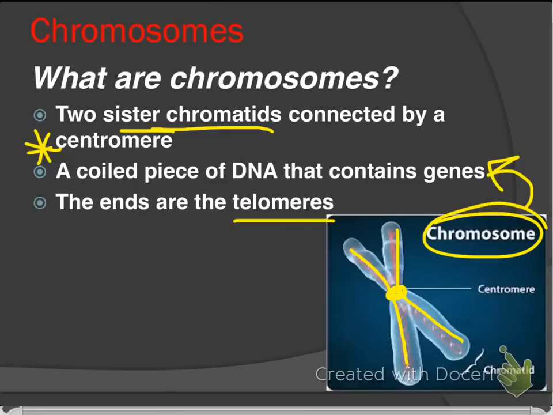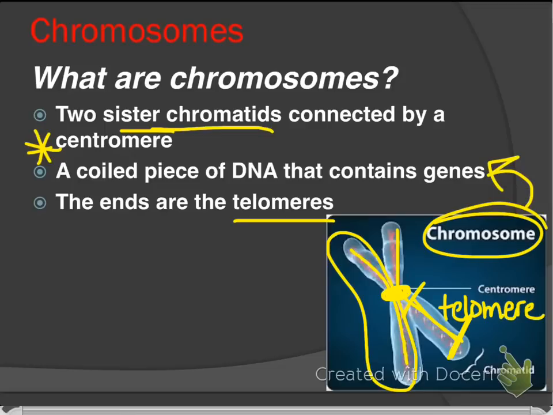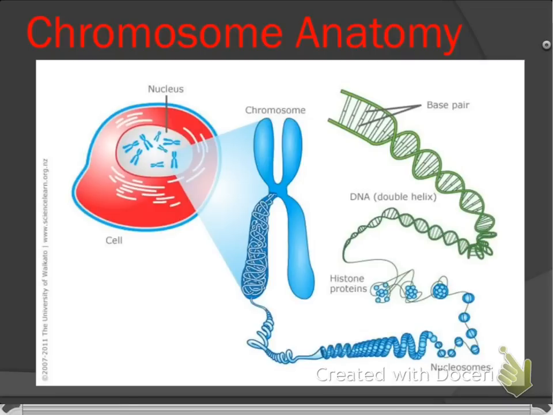So if you were asked to draw this, which you probably will be on a quiz, you'll have to label it on a test. You need to know that one side is the chromatid, the middle is the centromere, and that the end, so from here to here, is your telomere. So three major things you need to label on a chromosome. And then this just shows you how it starts as a double helix of DNA, and it winds tighter and tighter until you make this final chromosome here.